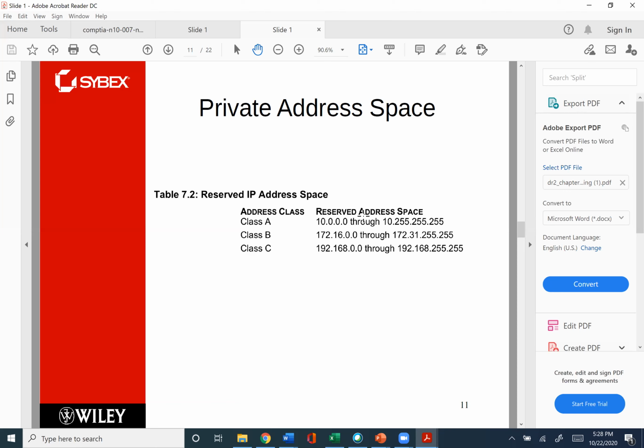Okay, the keywords are here. Remember these, because in class B the first octet and the second octet are network. So think about it here. Yes, it is 172, but if it's 172.1, it's not a reserved address. It has to be from 16 to 31. That's the only range.